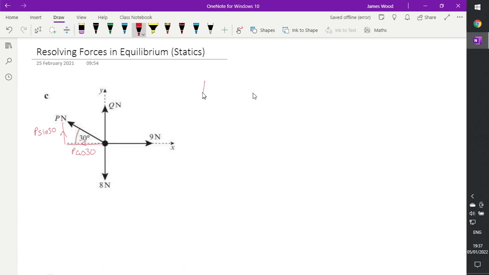And now I can just consider the forces vertically. So that would be Q plus P sine 30 equals 8. Or I suppose I could write minus 8 equals 0. Either would be fine. And then I can resolve to the right. So I've got 9 must be equal to P cos 30. So those are my 2 equations.